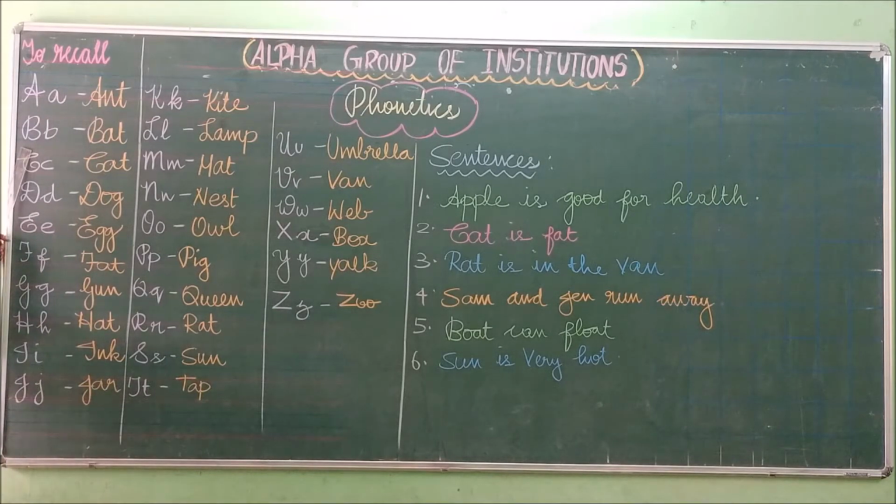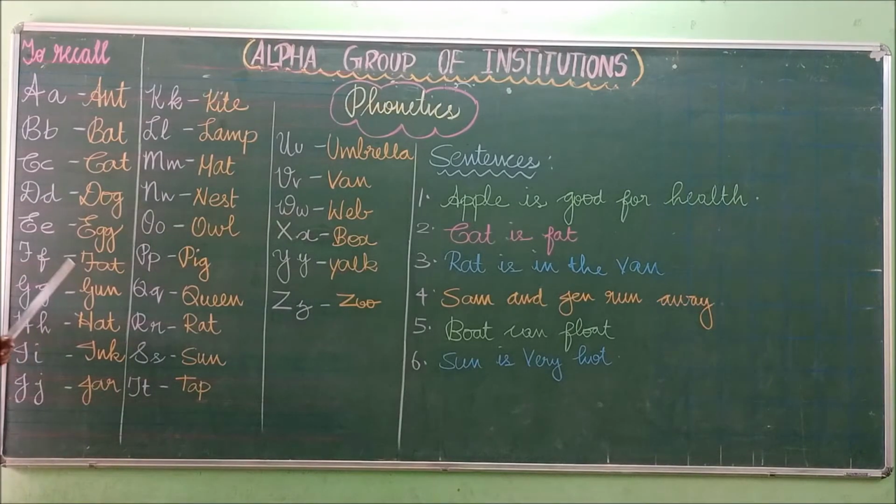The second one is B. The third one is C, which sounds as K. The next one is D, which sounds as D. The next one is E, which sounds as A. And the next one is F. F sounds as F.